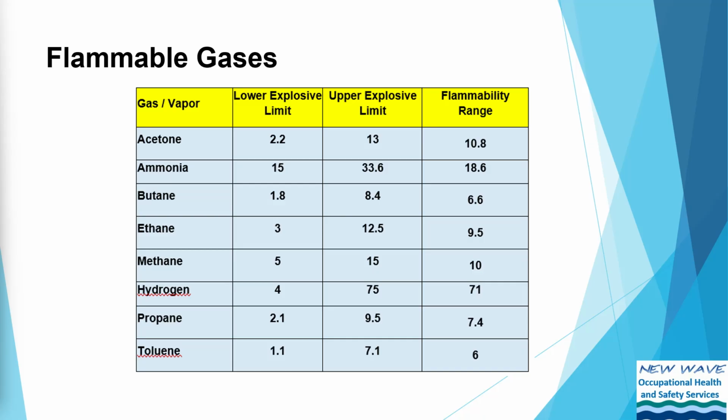Taking those criteria, let's look at some actual gases. You can see from the lower explosive limit column, most will ignite or explode below 13%. The exception is ammonia, which will not explode until it reaches 15%. So does this mean that ammonia is not a flammable gas?